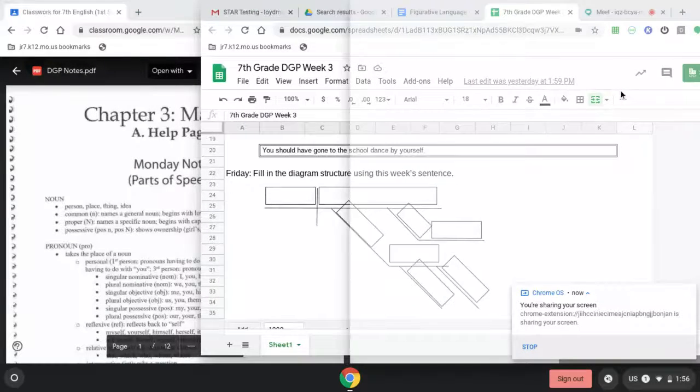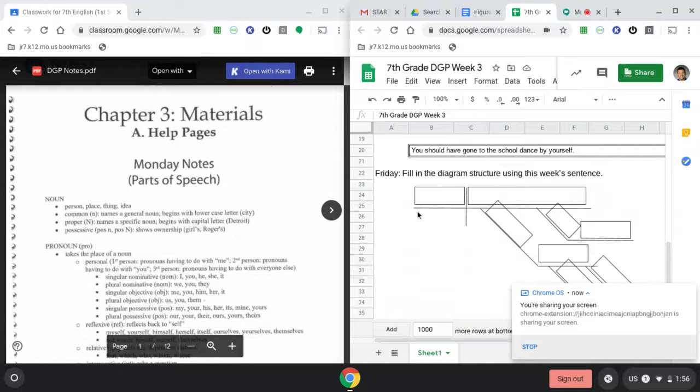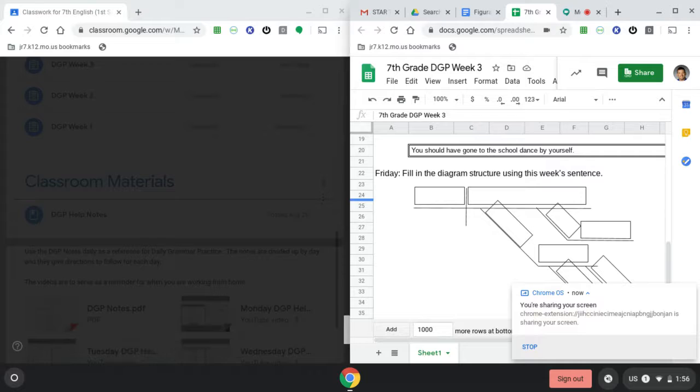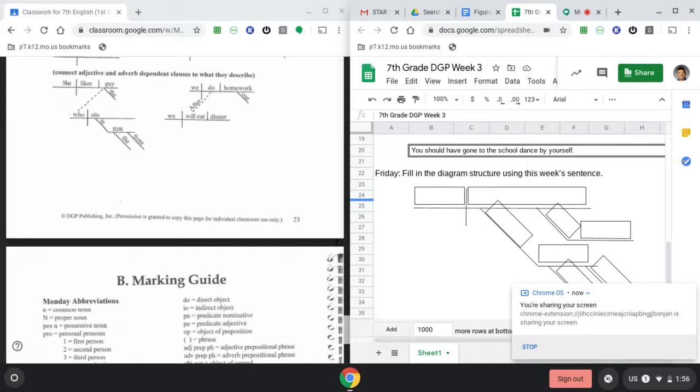Again, which set of boxes matches your DGP Friday help notes? Remember we said that there's 2 boxes here, there's 2 here, right?